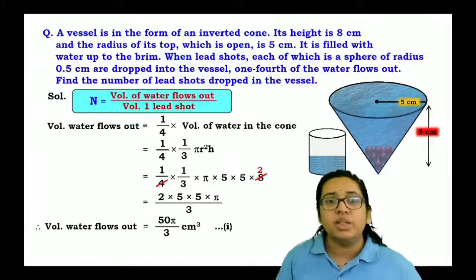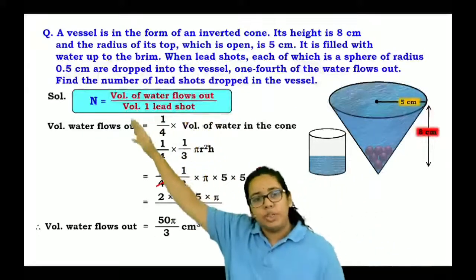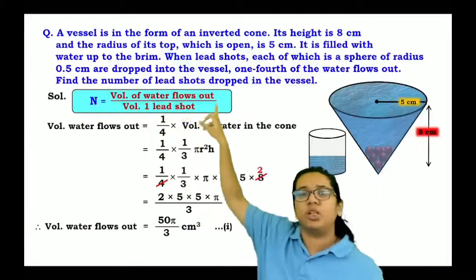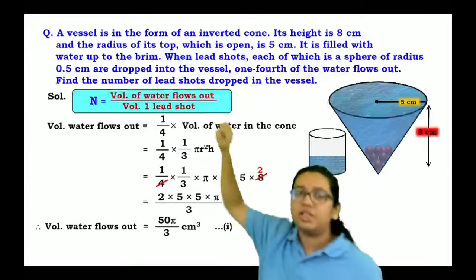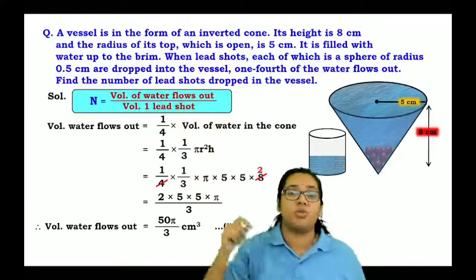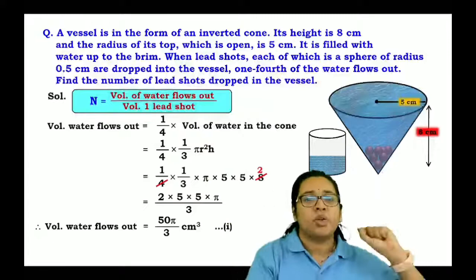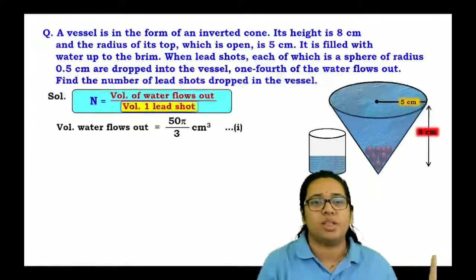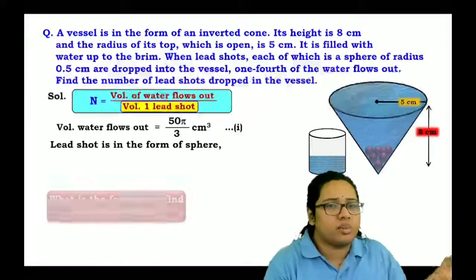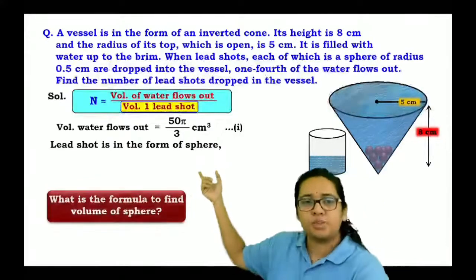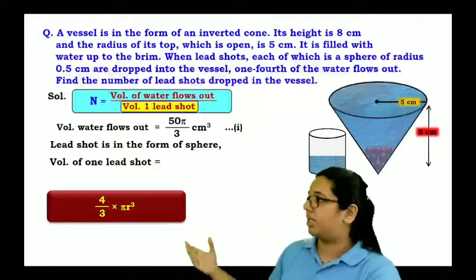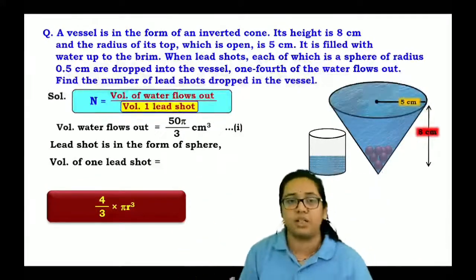But what we know is, if you have to find out the number of lead shots, then the value of the numerator you have got. Now we have to find out what will be the value of the denominator, which is nothing but the volume of one lead shot. And that lead shot is in the form of a sphere. So what is the volume of a sphere? 4/3 pi r cube.